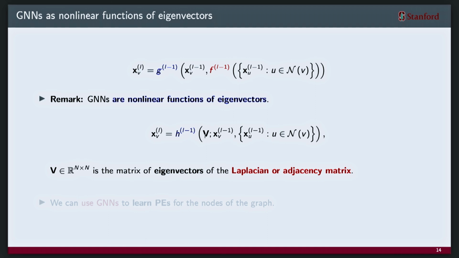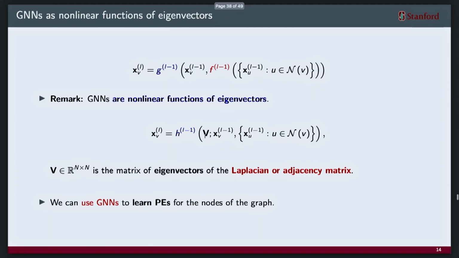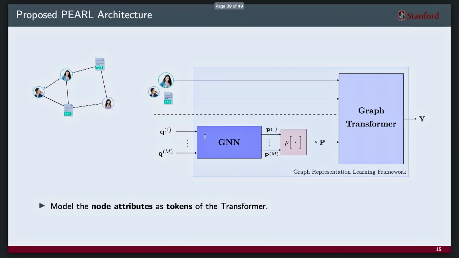It implies that maybe there is no need to compute eigenvectors with some complexity problems, but we can use message passing graph neural networks to learn positional encodings that somehow imitate eigenvectors. So that is the idea. And this is the high-level illustration of our proposed PEARL architecture.